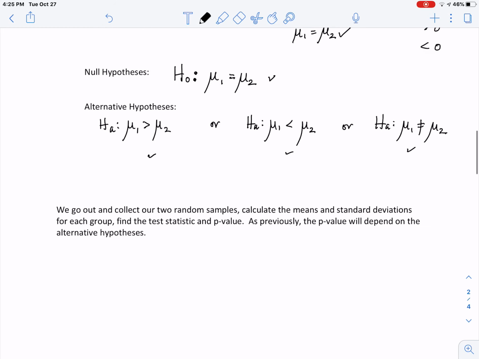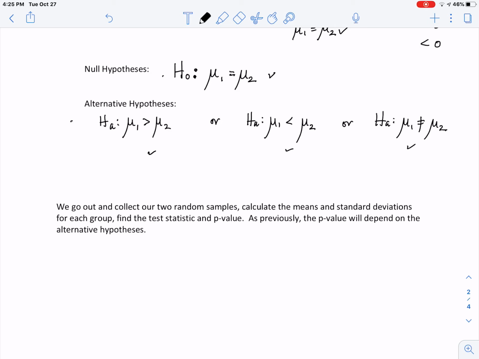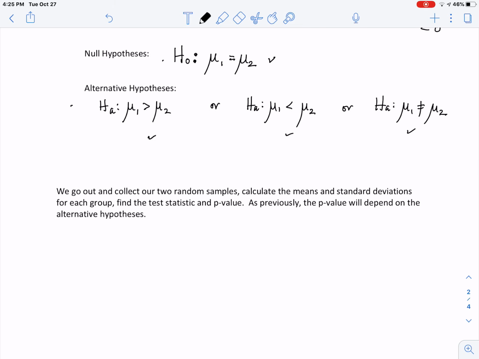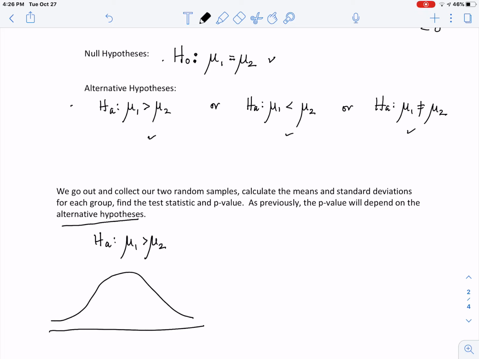And so then once we state our hypotheses, our null, and one of these three alternatives, we then go out and collect our two random samples, and we calculate the means and the standard deviations for each group, find the test statistic and p-value. And as previously, the p-value will depend on the alternative hypothesis. So remember, if you have mu1 greater than mu2, in which case the center of this distribution is mu1 minus mu2, and this shaded region is our p-value, and we'll have our test statistic t.